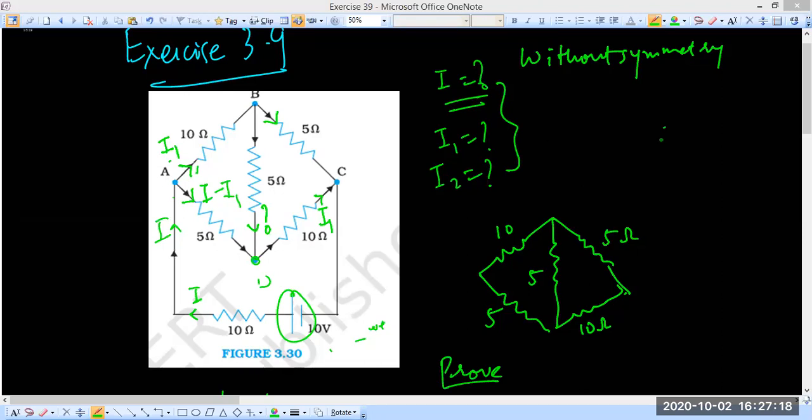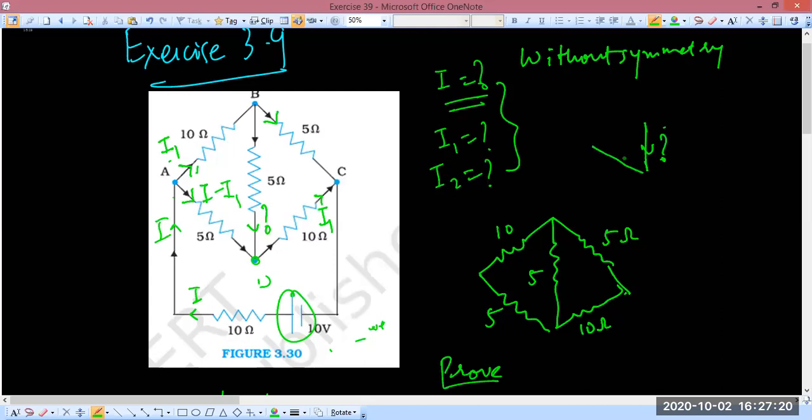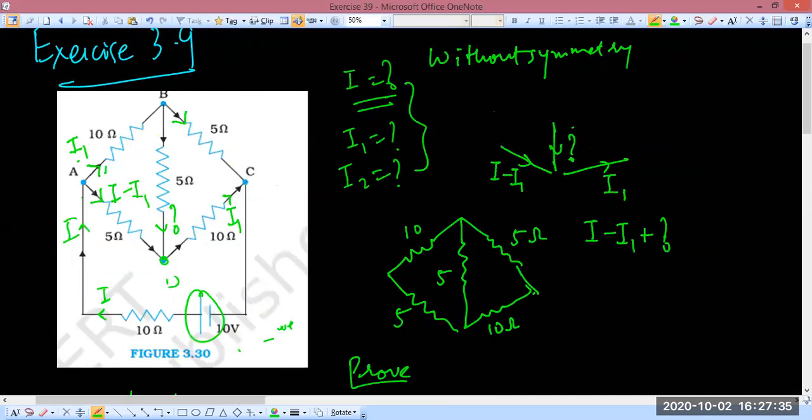Look at this. This is unknown. From here I minus I1 is coming, and over here I1 is going, right? So incoming should be equal to outgoing. So I minus I1 plus unknown is equal to I1. So that's why this unknown is going to be 2I1 minus I. So અહીંયા લખવા 2I1 minus I. Okay, so that's what we have, right?